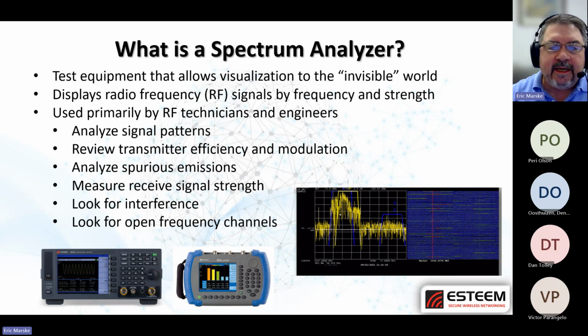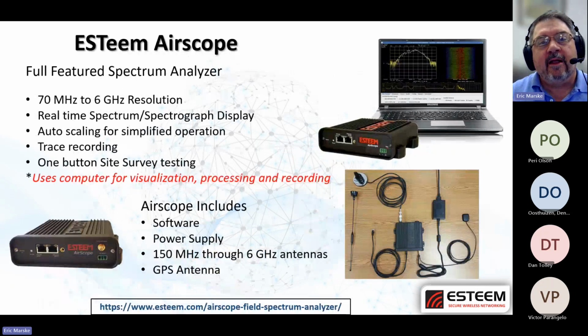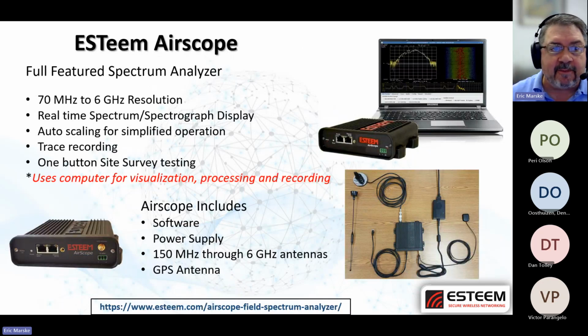So what we did is we put together what we call the AirScope. The AirScope is a fully featured spectrum analyzer. It covers a very wide band, everything from 70 megahertz all the way to 6 gigahertz. It will show you both real-time spectrum analysis and also what's called spectrography, and we'll get into that a little bit. It's just a different way of analyzing what you're seeing on the screen.